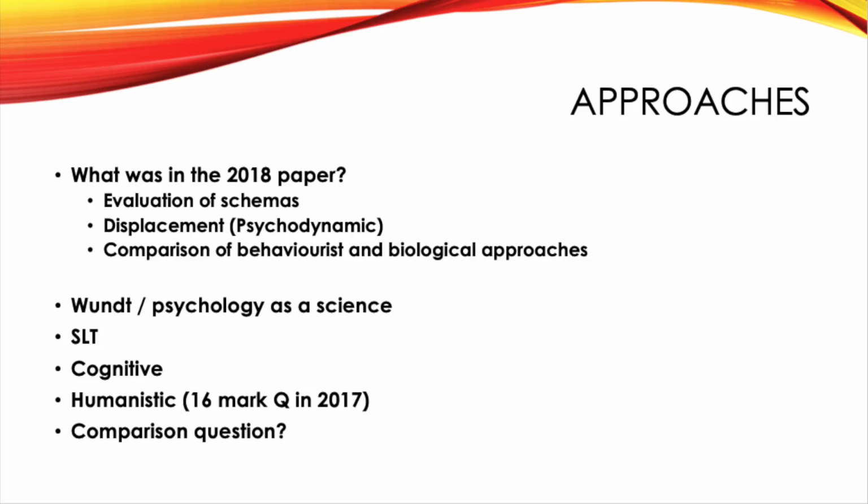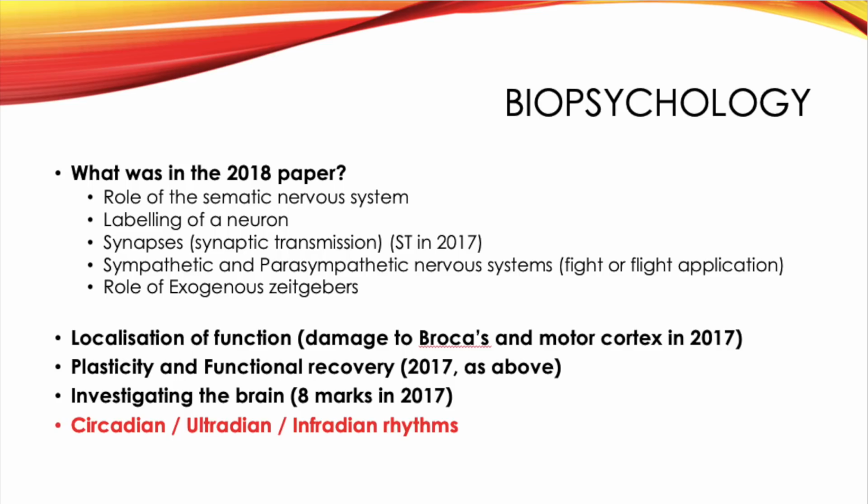You never know. Next, we have biopsychology. What was in the 2018 paper for this section? You've got the role of the somatic nervous system, the labelling of a neuron, synapses, so that was synaptic transmission but in a different way, so it was talking about why they can't travel backwards. And then you also had a question on synaptic transmission in 2017.